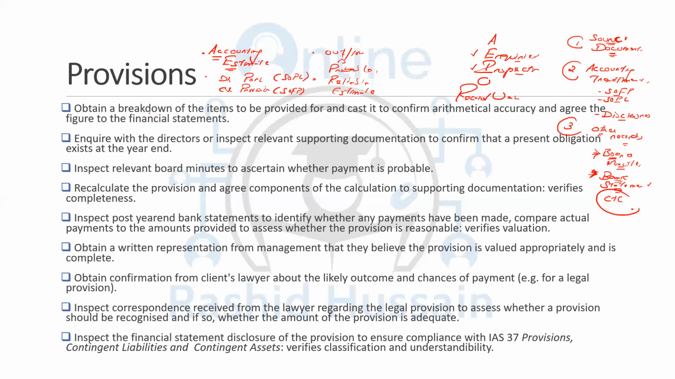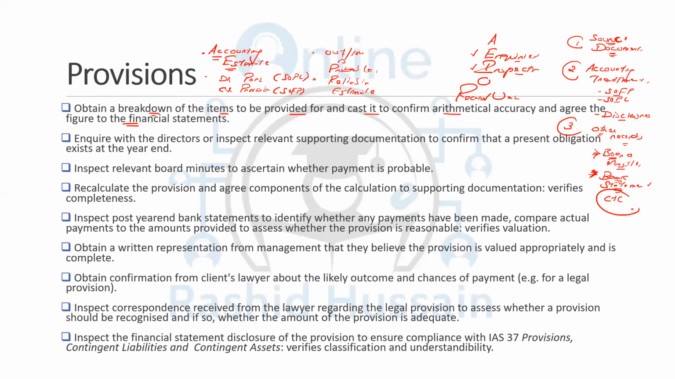Obtain a breakdown of items to be provided for and cast it to confirm the arithmetical accuracy and agree the figure to the financial statements. So basically, whatever the provision is, for example, if it is for warranty, then obviously there is a breakdown the management is having. For example, if they have given a warranty on the product, there may be a few things which will come up for repairs, and a few things which will be replaced. So there's a breakdown, that means details.